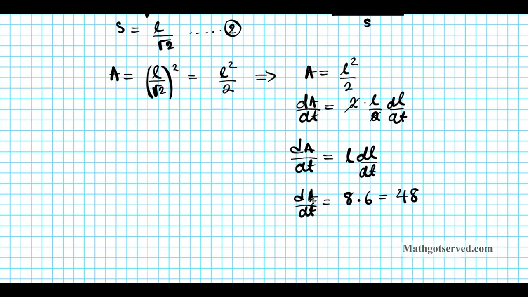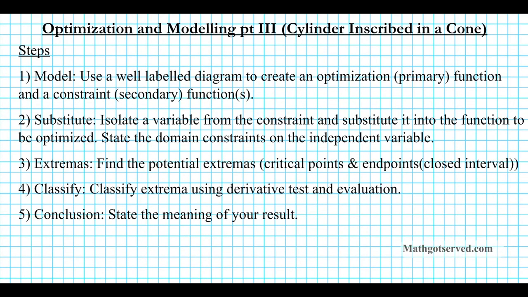What is the unit of area and time? The unit for area is length squared. The unit for length in this problem is centimeters. And the unit for time in this problem is minutes. Okay, so let's write a conclusion. The area of the square is growing.